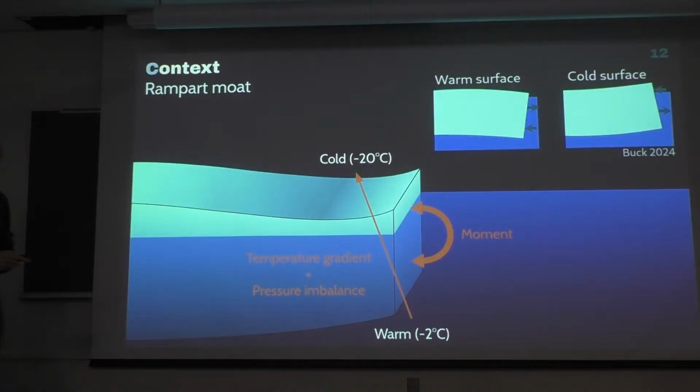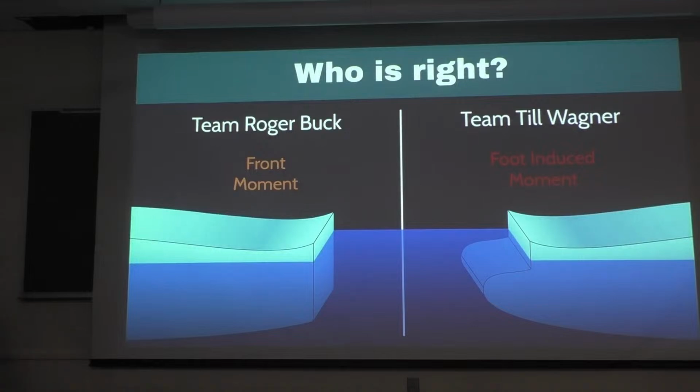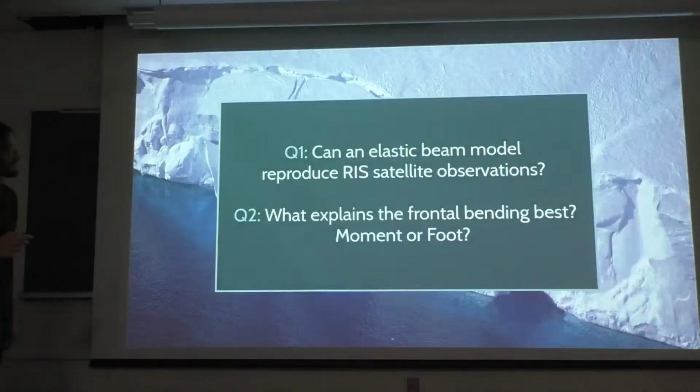And this process was imagined by Roger Buck, and we published a paper a few months ago about that, and it showed that depending on the characteristics of the temperature gradients and the front, you can have a downward bending or an upward bending. And so the question is, who is right? Professor Roger Buck with this frontal moment, or Professor Till Wagner with his foot? And if you want to bet, it's now.